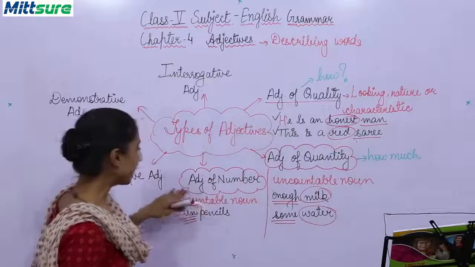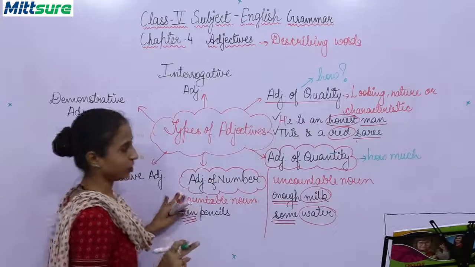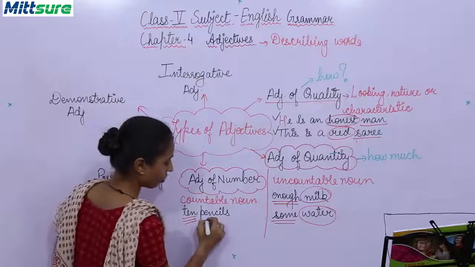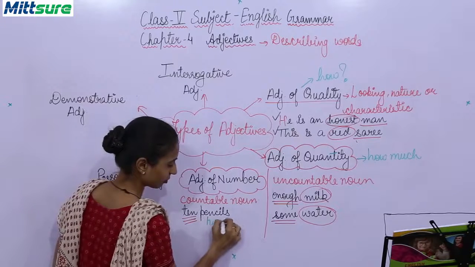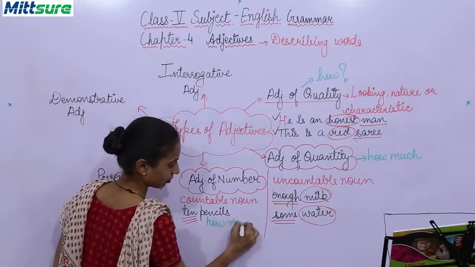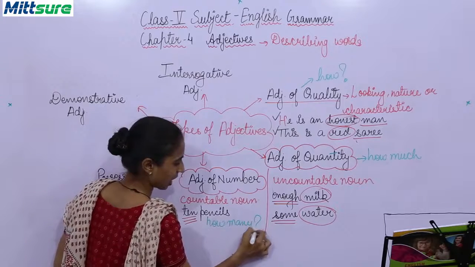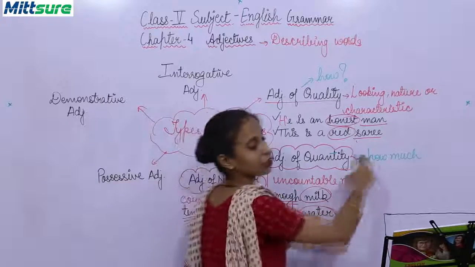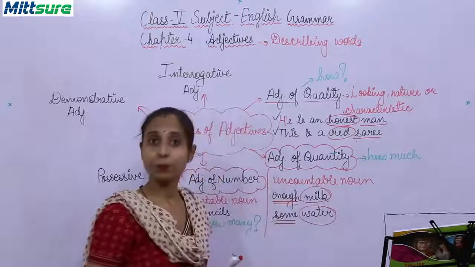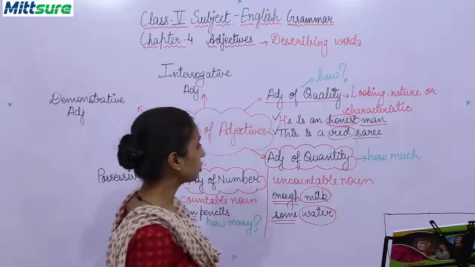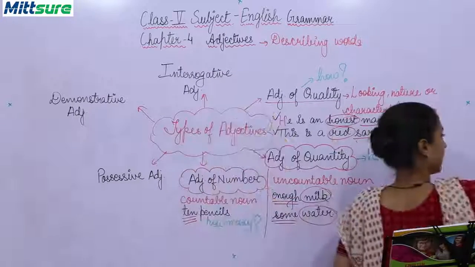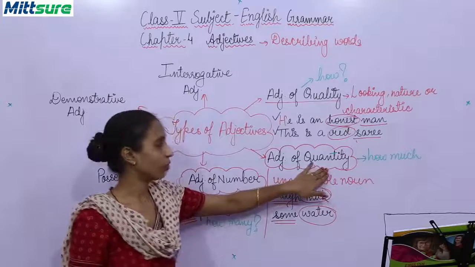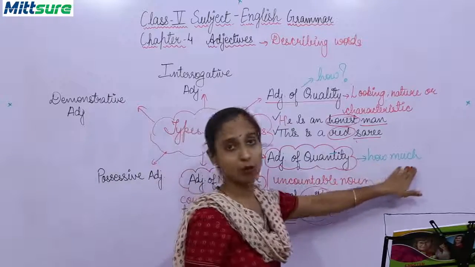All right, and this adjective of number will always answer the question how many. How many, that means you can count. How much, that means you cannot count, only you can measure. All right, so just remember this. Adjective of quantity will always answer how much.